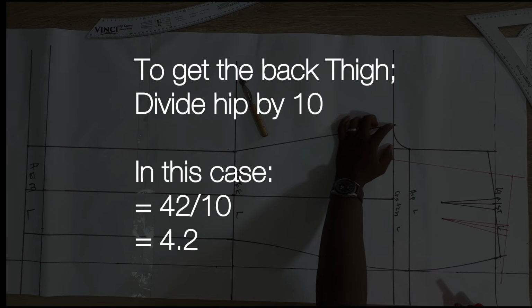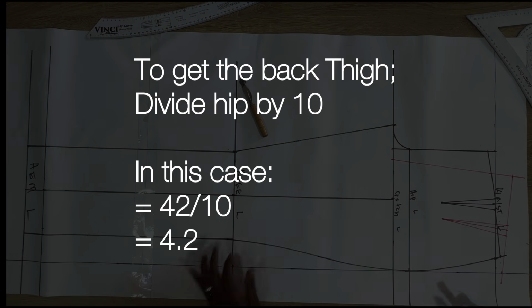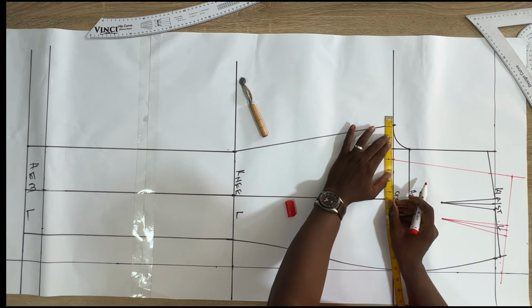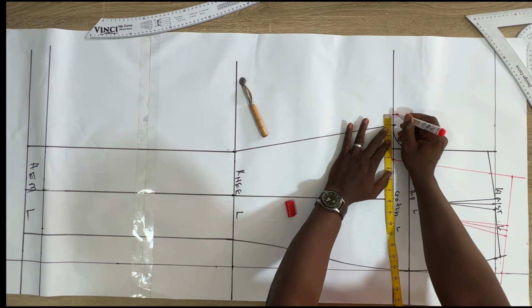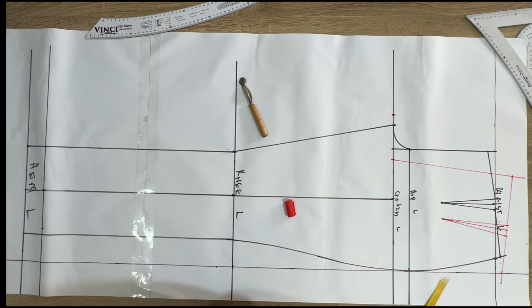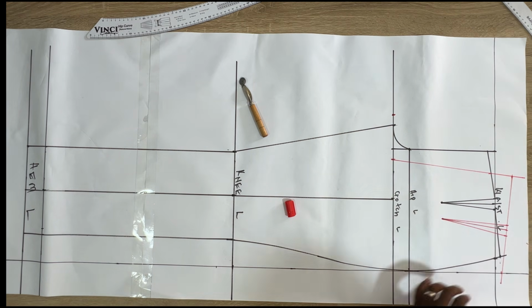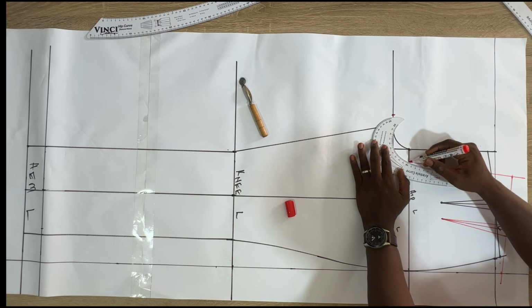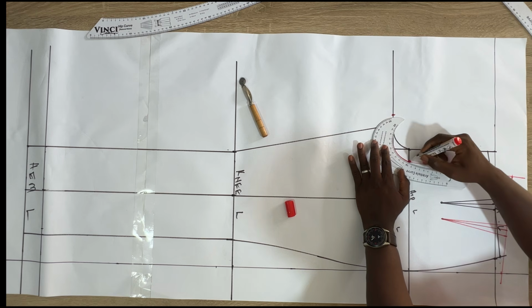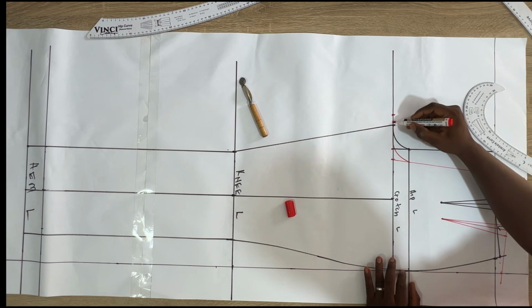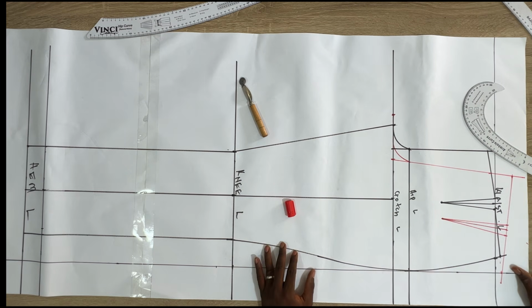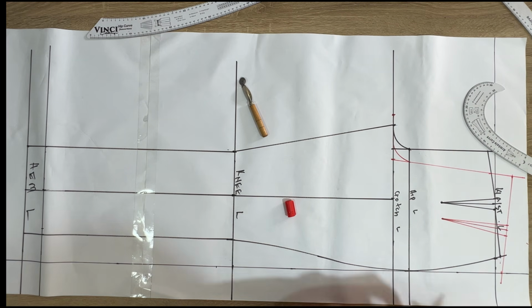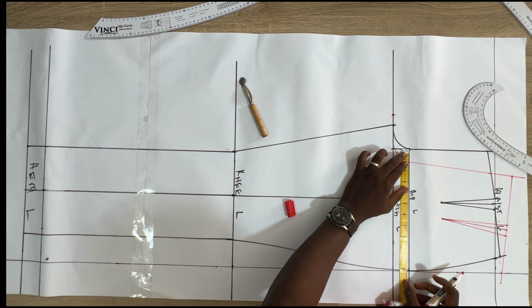Now to get the tie for the back, you divide hip by 10. In this case, 42 divided by 10 is 4.2. Remember, this is different from how to get the tie for the front, which is you divide hip by 20. For the back, you divide hip by 10. Please take notes. Now we are going to also connect from that same hip line. You connect it from the hip line to the crotch line. There you go. The red line is not showing, but it's the same line as the front tie line.